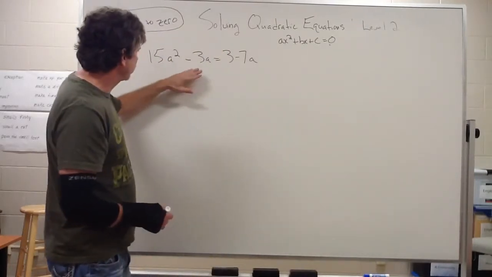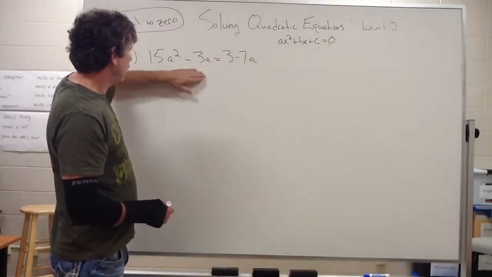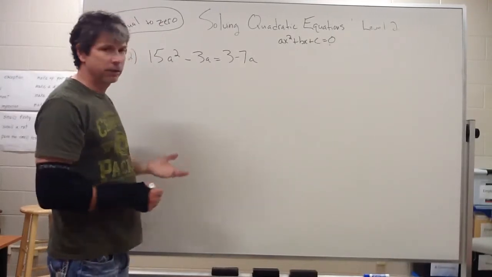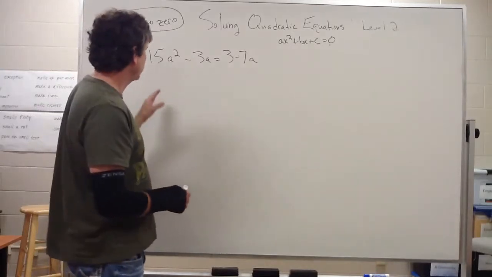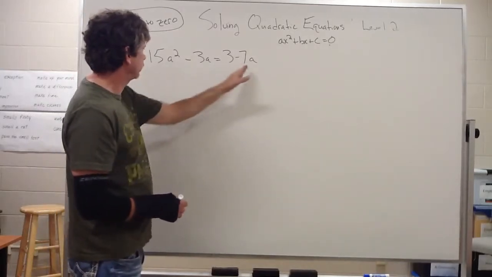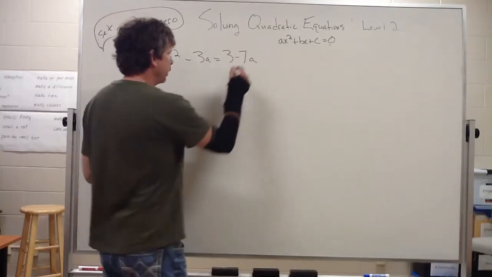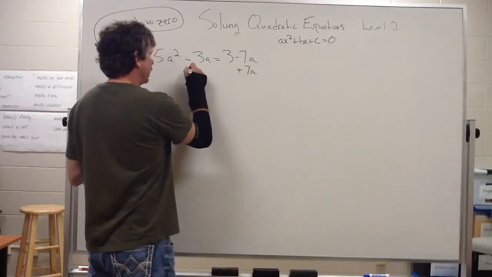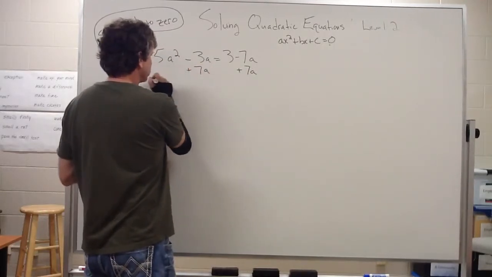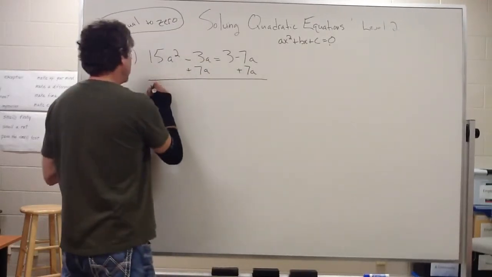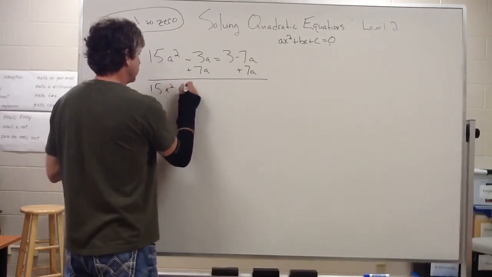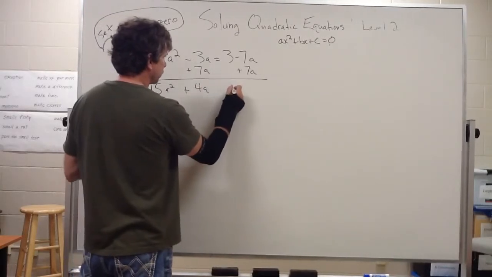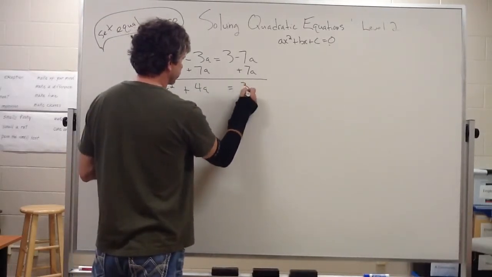Right now, I've got this left side, 15a squared minus 3a, and then I got this right side, which is 3 minus 7a. It's not set equal to 0. Again, we like to just kind of move things over to this side. So I want to zero out the 7a to start with, so I need to have a 7a over here, which means I got to add a 7a over on this side. So this is going to give me 15a squared plus 4a, and all we have over here left is a 3.